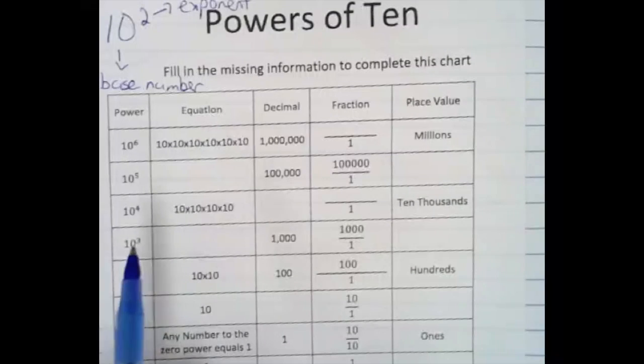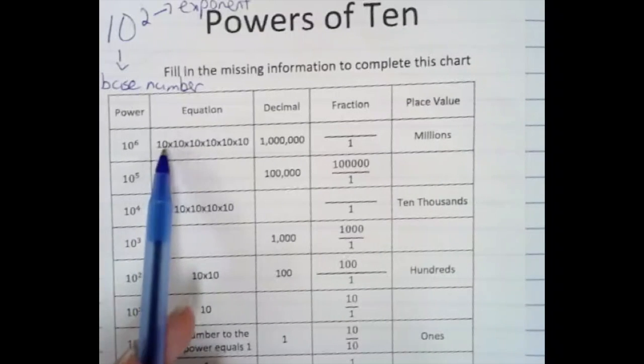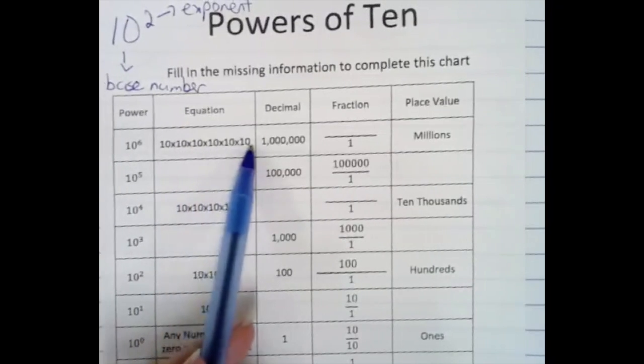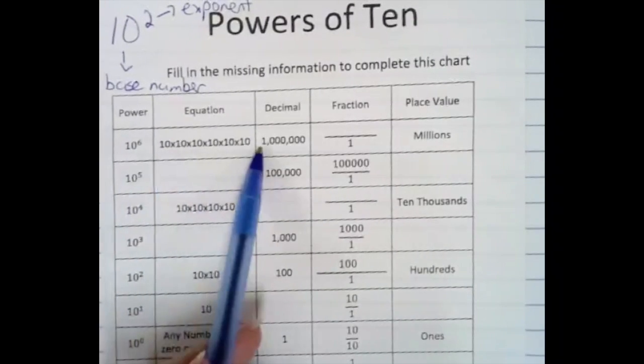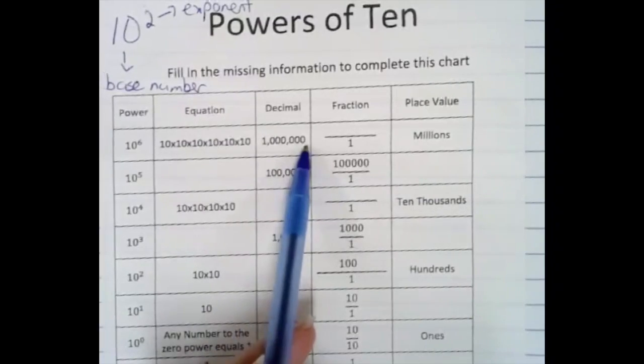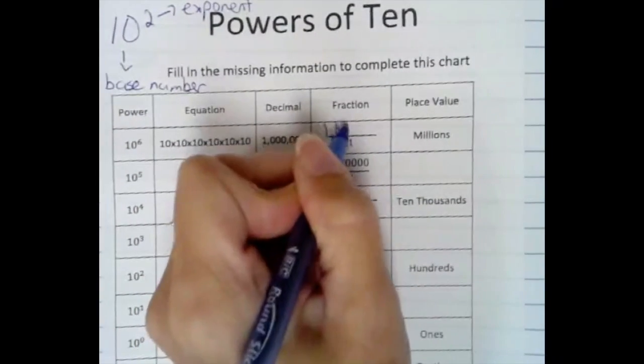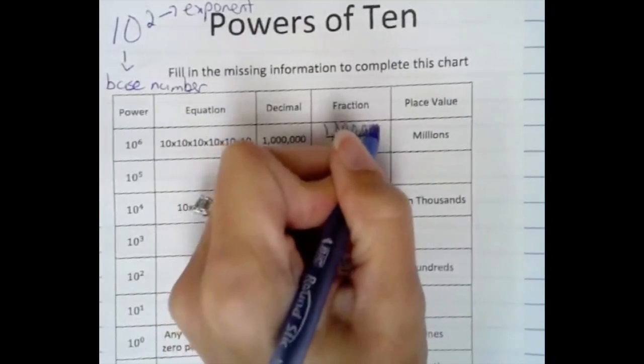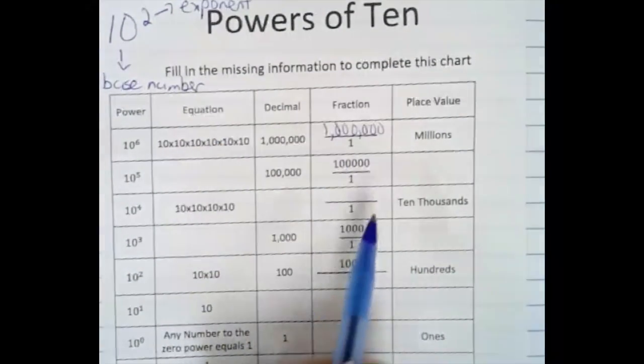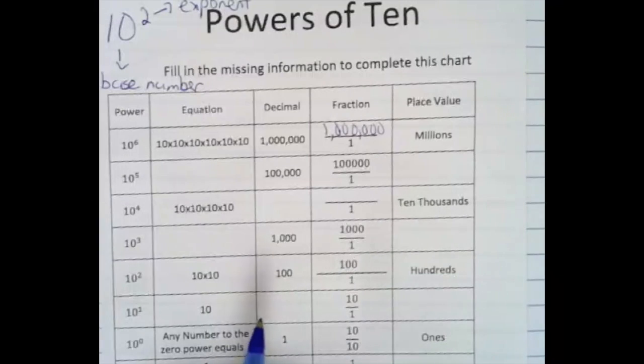10 to the 6th power is 10 times itself 6 times. So 1, 2, 3, 4, 5, 6. They multiplied 10 6 times. That is 1 million. The way we write that is 1 million over 1 in fraction form, and the place value is millions.